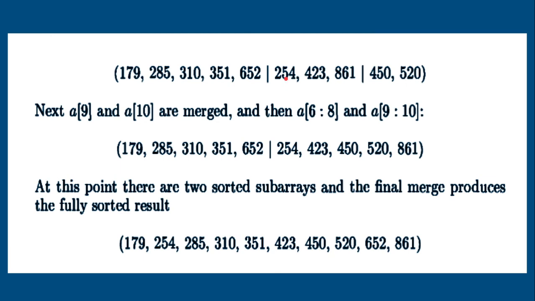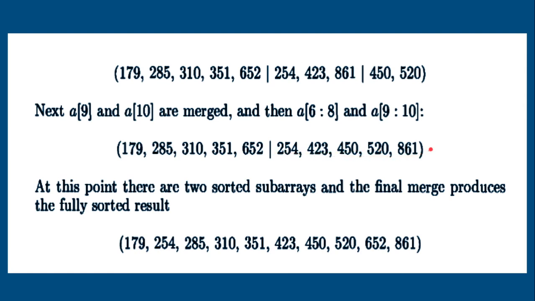So checking 254 with 450 and 520, it is in order. The 423 is lesser than 450 as well as 520, so it is in order. Then checking with 861, this is not the case, so we have to exchange the values of 450 and 861. So the positions of 450 and 861 have changed. And then checking 450 and 520, they are in order, so 520 comes into its position. So this is the way.